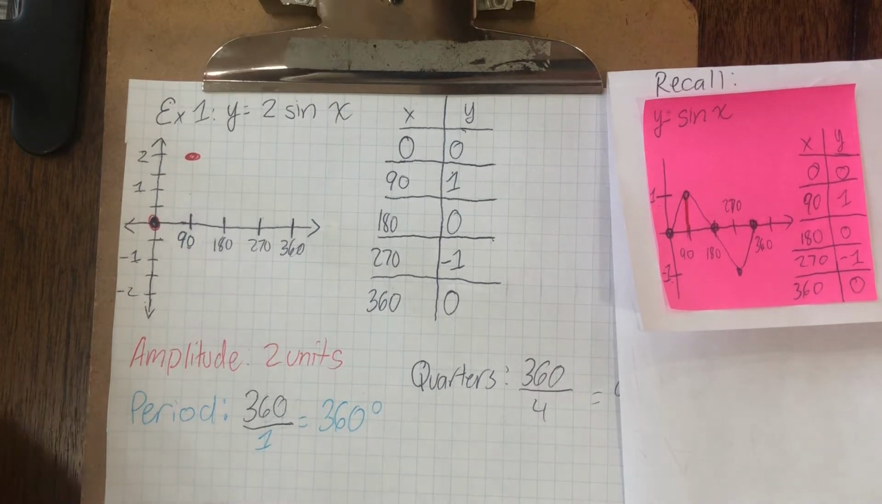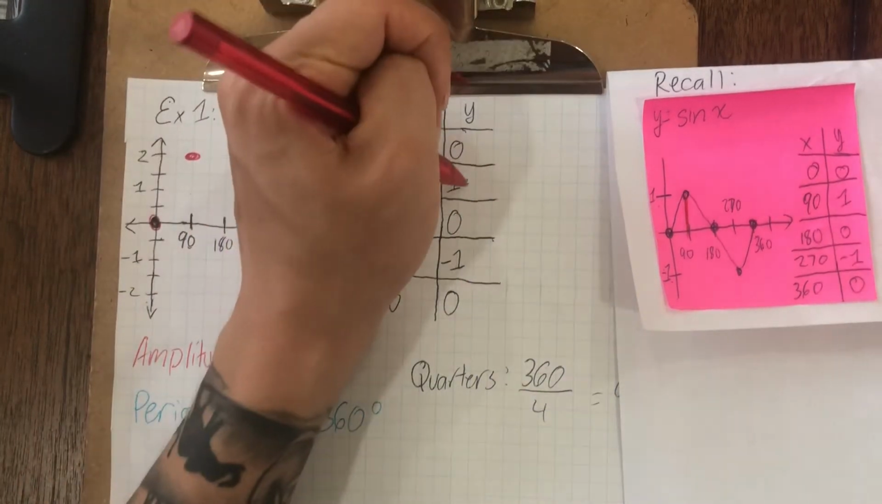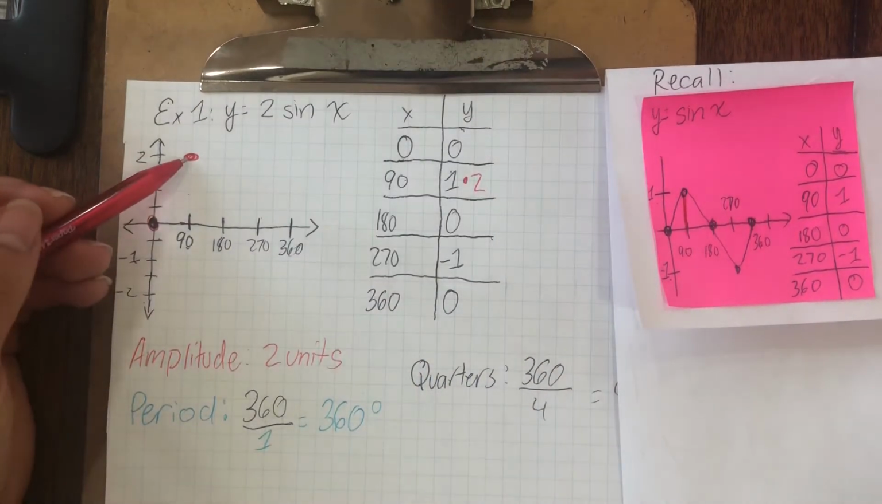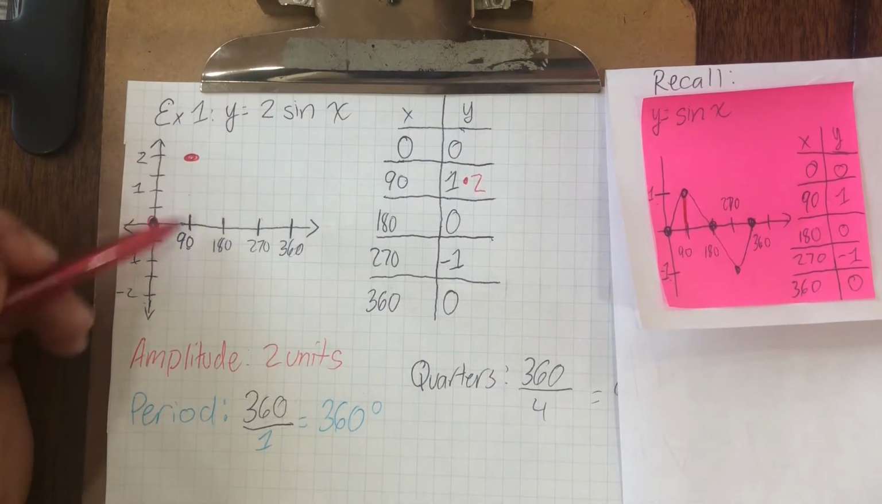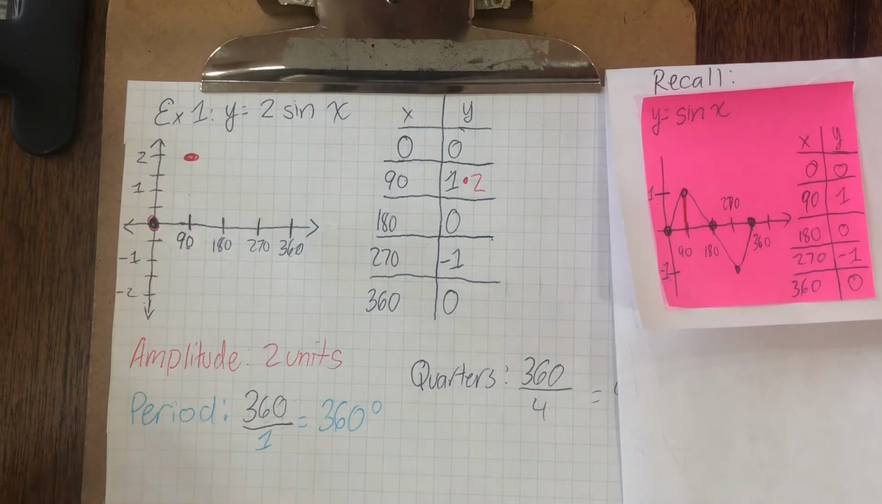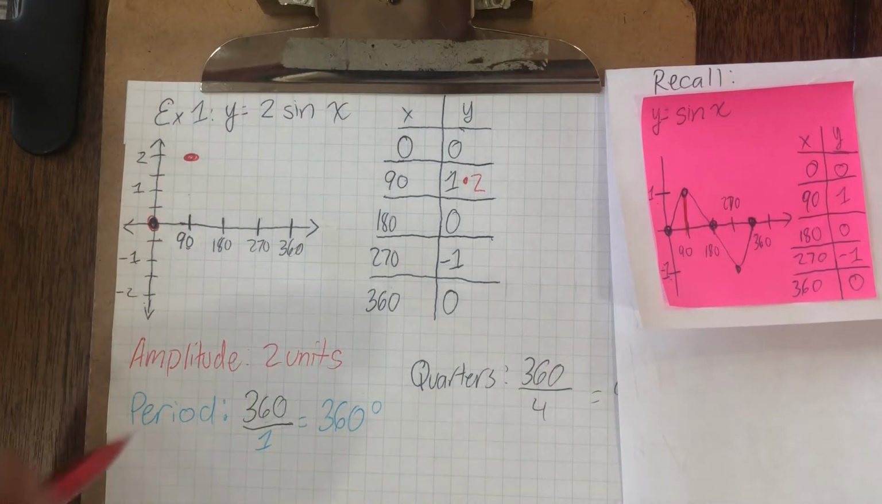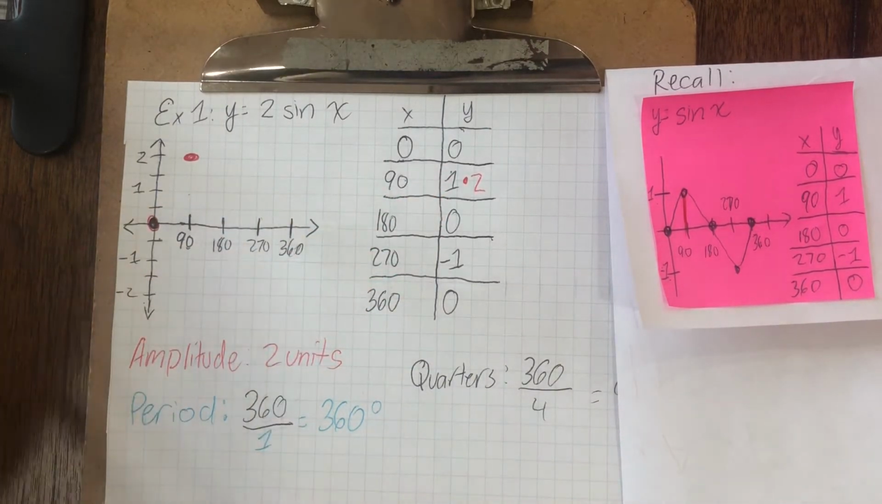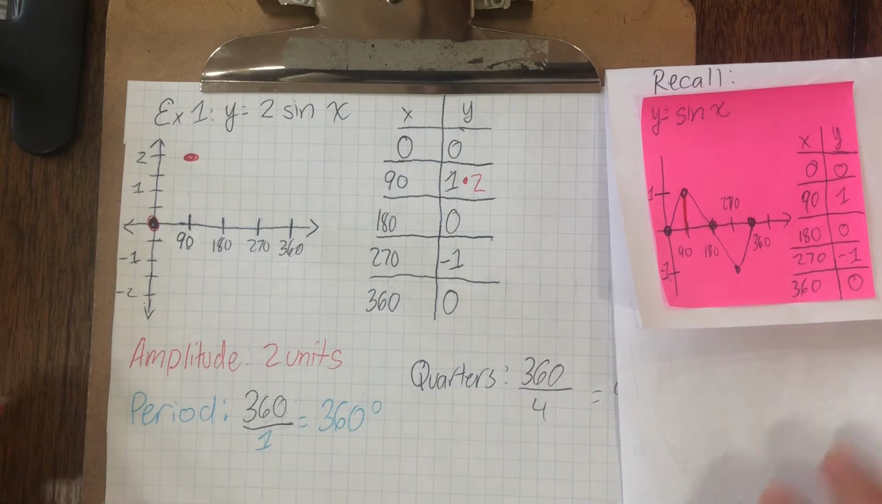If you guys said multiply, then you're absolutely right. So if I were to multiply this 1 by 2, then I would get 2 as my new output value for 90, 2 for my maximum point, all right? So it's looking like that for each y value, we would multiply by 2. But let's go ahead and keep going with the pattern.